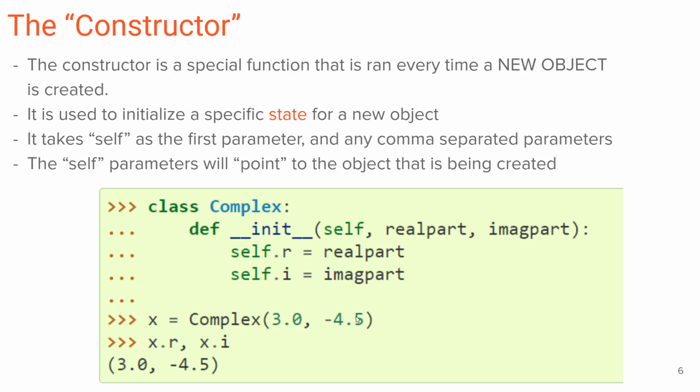And we're going to do the same thing for this negative 4.5. Pass it in for the image part parameter, which is then going to come down here and be assigned to the i property on that object we're creating, which is why when they print out right here x.r, it equals 3.0, and x.i, it equals negative 4.5.